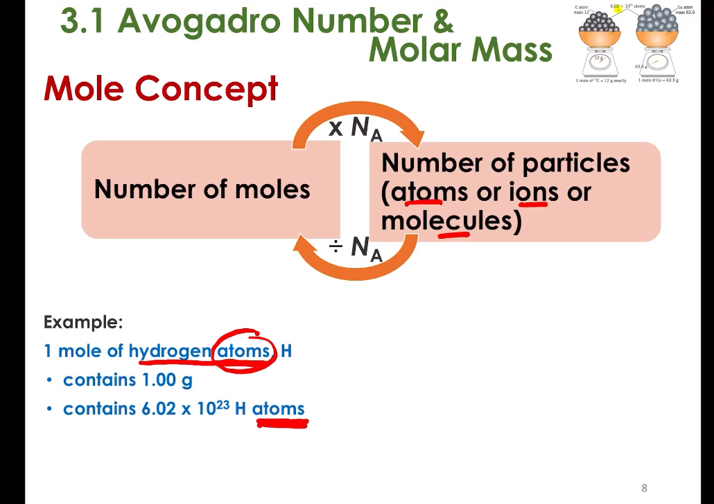Okay, I give you one more example of a statement. So I have 1 mole of hydrogen molecules. So now it has become molecules. It's no longer atoms. So how do you give the descriptions in terms of mass and also particles? So remember, particles can be atoms, can be ions, can be molecules. So now, in our case, we have hydrogen molecule.